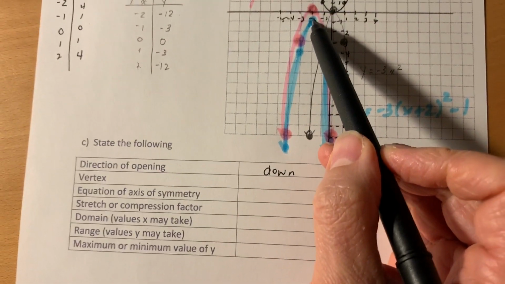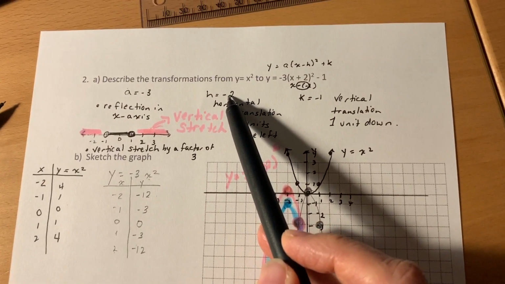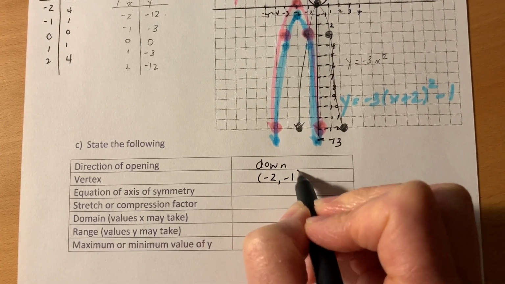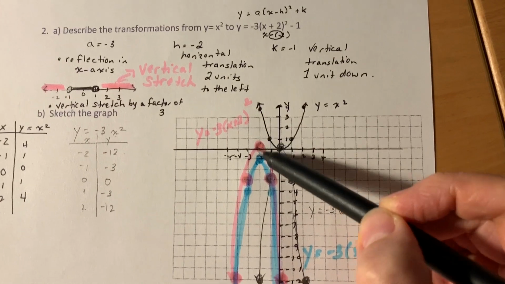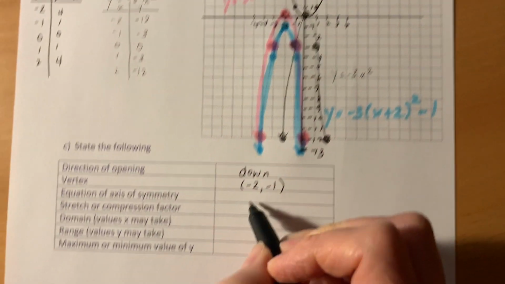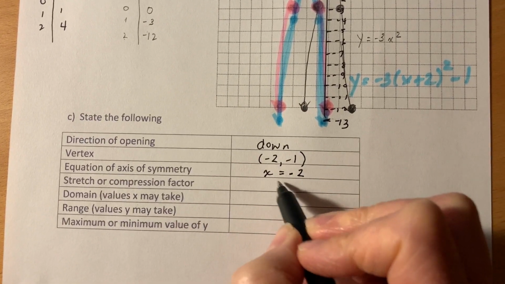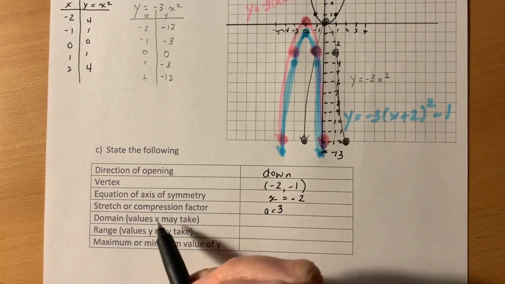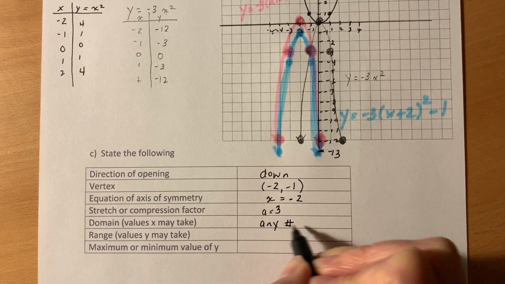Okay, let's go down to the vertex. Vertex here is at -2, -1. Remember, that's your H value and your K value. Axis of symmetry always goes through the vertex. It's the x value. So here, x equals -2. Stretch or compression factor, we talked about this. It's 3. That's my A value. The values x may take, this is the easiest one. Any number, that never will change.